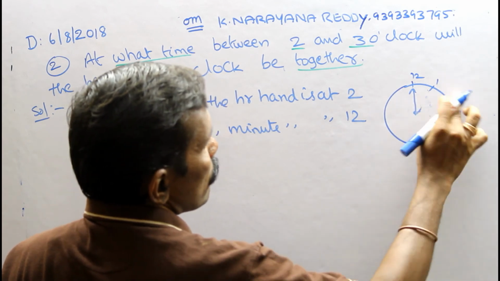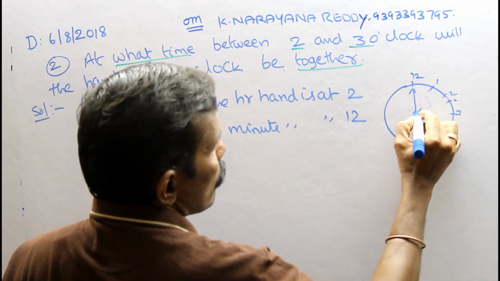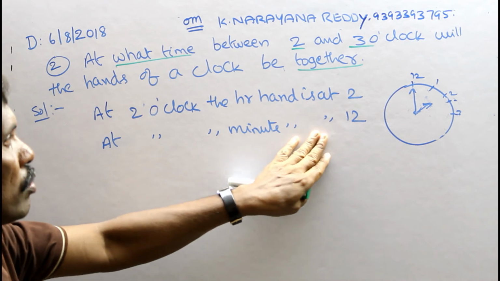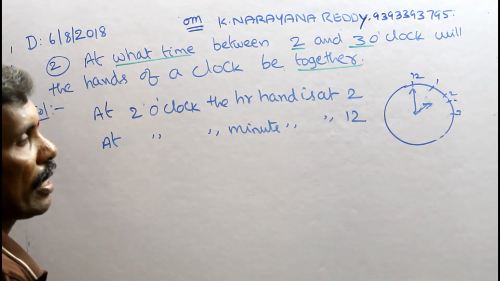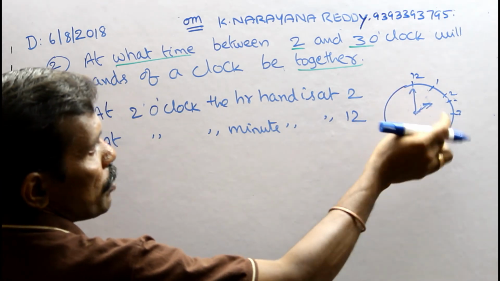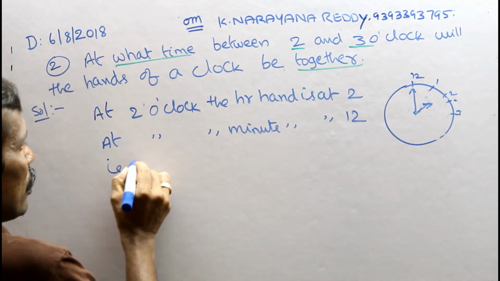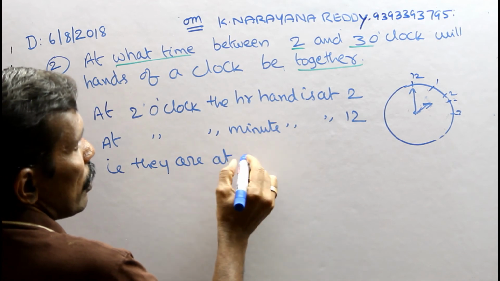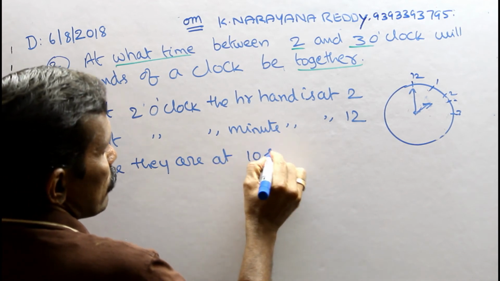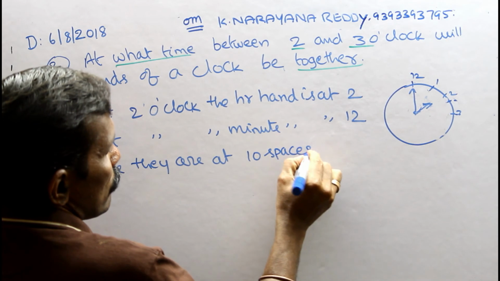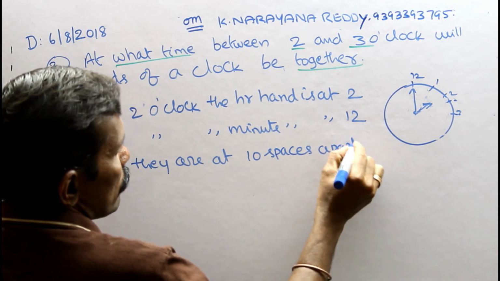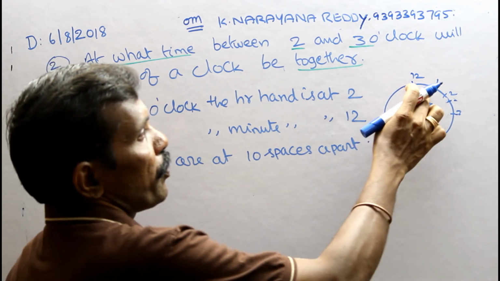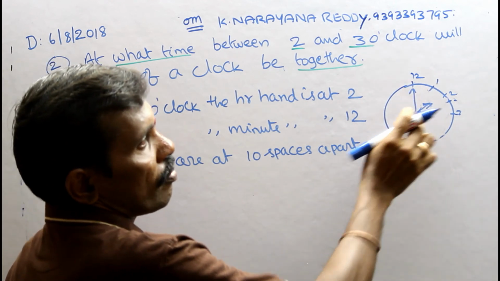Okay, this is the hour hand, this is the minute hand. That is at 2 o'clock. How much space is there between them? 10 spaces. They are 10 spaces apart. That is the important point you have to observe at 2 o'clock.